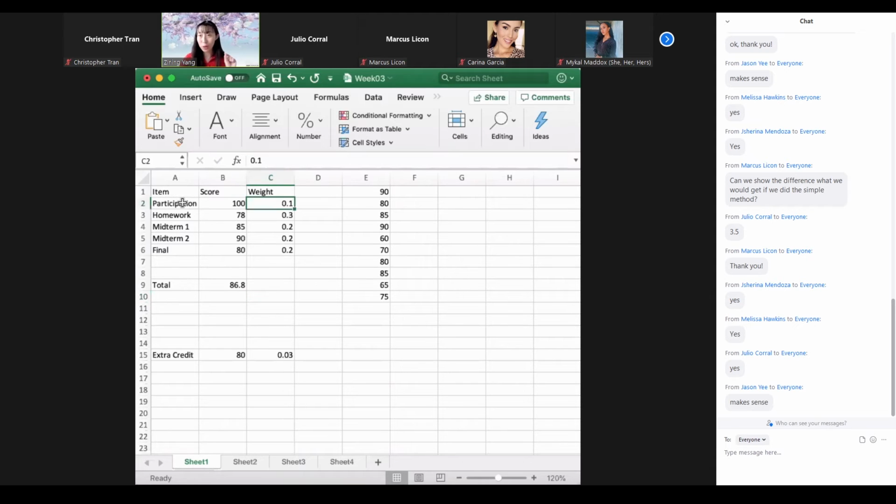I told you participation was 10%, so that's 0.1. Homework was 30%, so that's 0.3. Each exam, because they are not cumulative, carries the same weight and they are all 0.2. So when you add these together, your sum would be 100%, right? The sum of 1 you can see in the bottom of Excel. So that's where this 100% comes from.